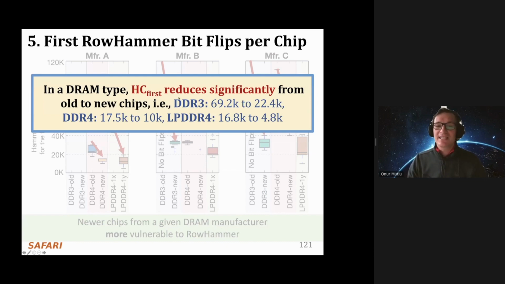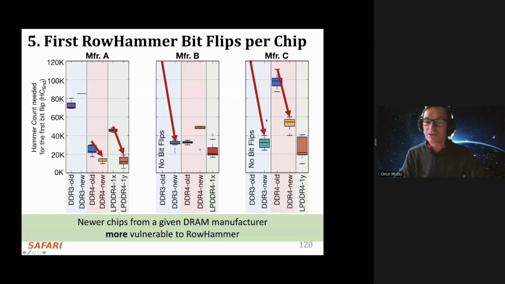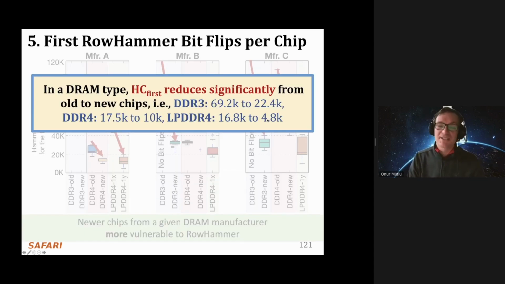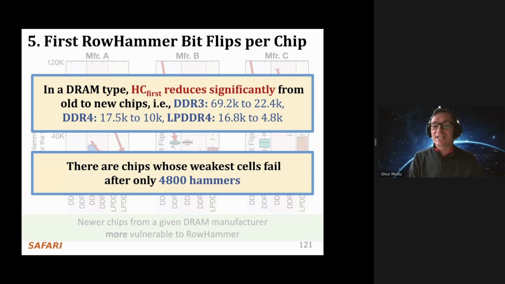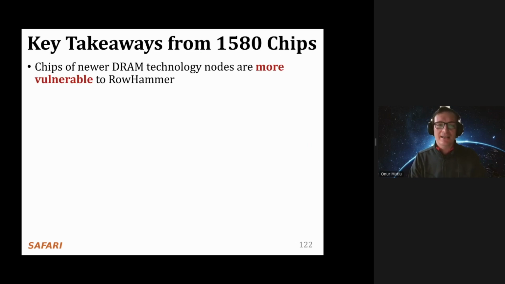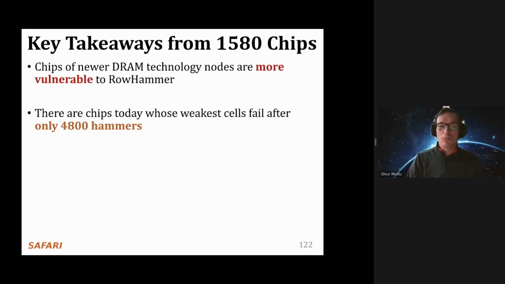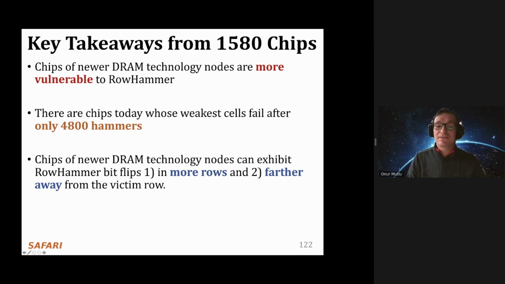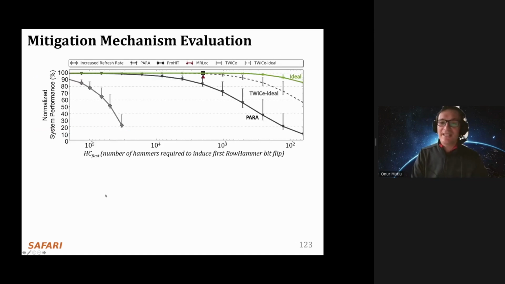And as I said, HC first reduces to some very, very small values. In LPDDR4, which is the most scaled chips that we've tested, it goes down to 4.8K double-sided Rowhammer. And essentially, there are chips whose weakest cells fail after only 4,800 hammers. Okay, so I've already said this. Basically, chips are more vulnerable, and you can get bit flips in more rows and farther away from the victim row as well. Now, let's take a look at how the mitigation mechanisms scale.